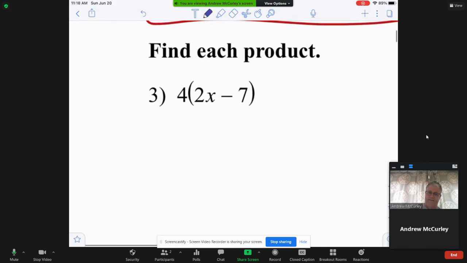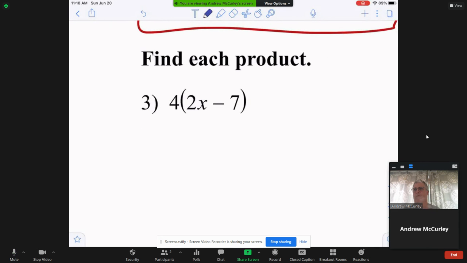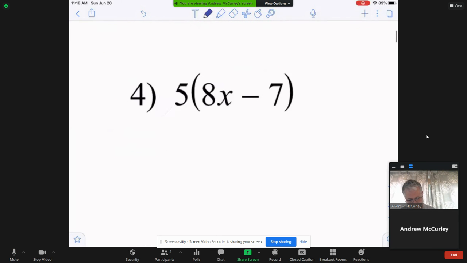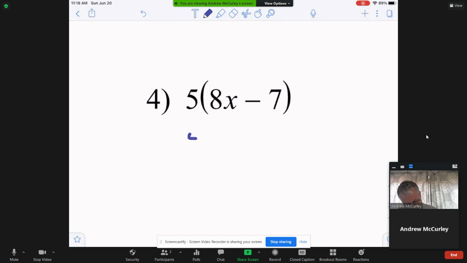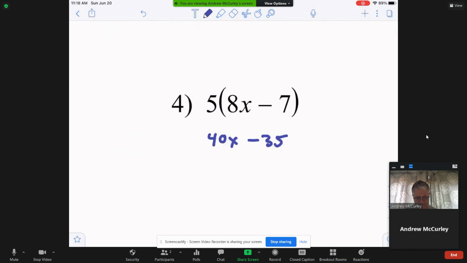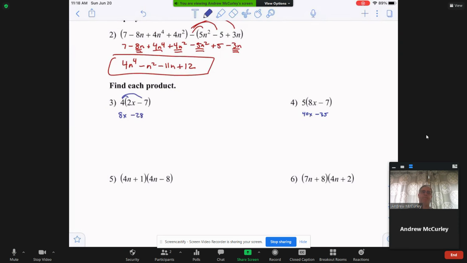Let's find the products of these. Now, this is just distributing. We've got a monomial times a binomial in this case. We're going to distribute, so this is going to be 8x minus 28. The biggest mistake I see is when somebody says 8x minus 7. They only go to the first term. Got to go to both terms. So same thing over here. I've got 40x minus 35. I'm distributing to both terms. I'm going quick on this because I know you've seen that before.